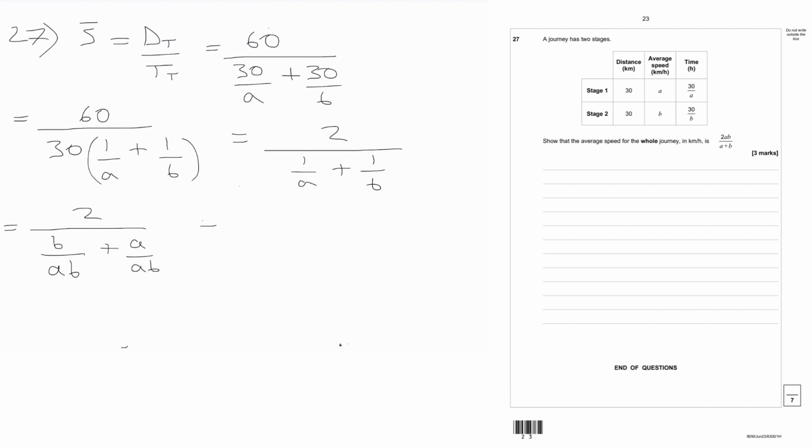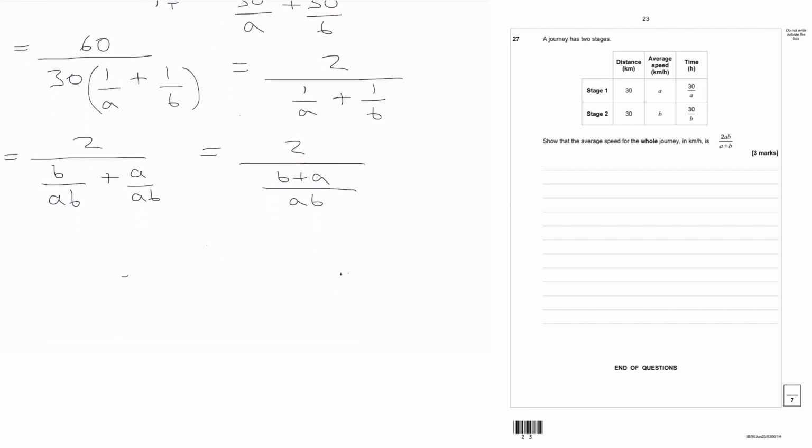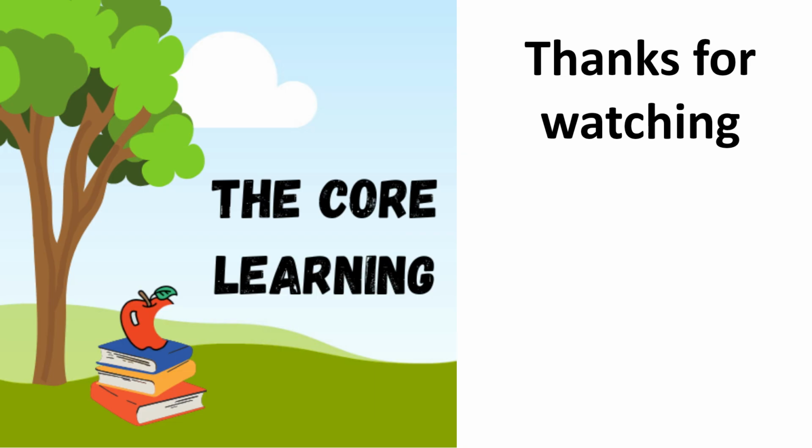But what we can now do with this is we can now write this as b plus a over ab. And just move this up. Finally, what this allows us to do is when we have something and then over something, well, then this is going to come up to the numerator. So this becomes 2ab over b plus a, which, okay, a plus b, they're the same thing. So this is what we expected to get.